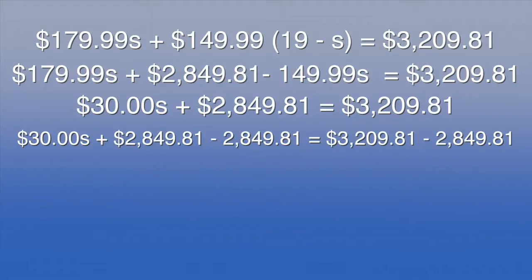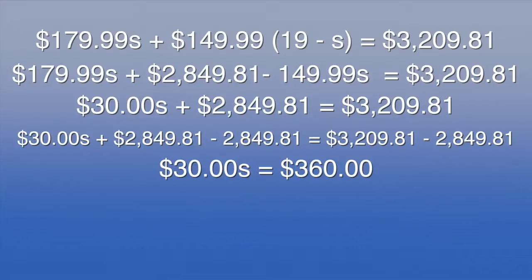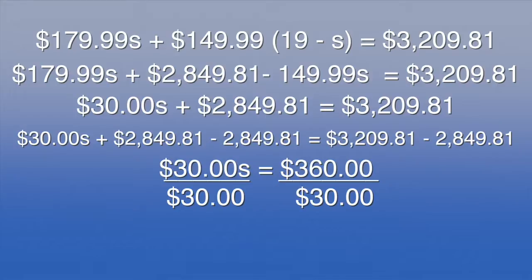$2,849.81 minus $2,849.81 equals $3,209.81 minus $2,849.81. We have to subtract on both sides. What you do on one side, you have to do on the other. And so that now leaves us with $30S equals $360. And now to get rid of the $30, we divide both sides by $30, and you end up with S is equal to 12. So that means they did 12 4-door sedans, and since there was 19 cars total, they did 7 2-door coupes. So you can see it's pretty easy to figure out piecework.